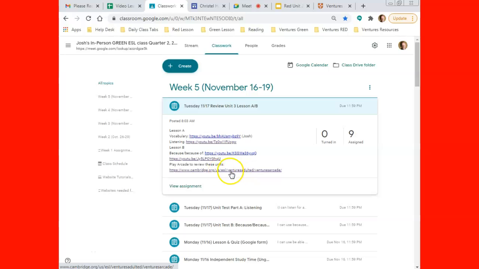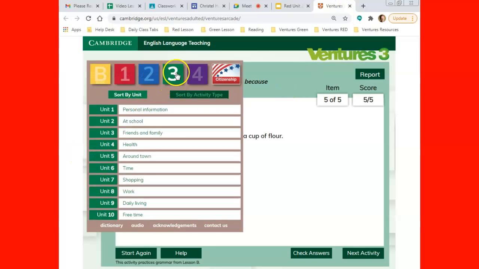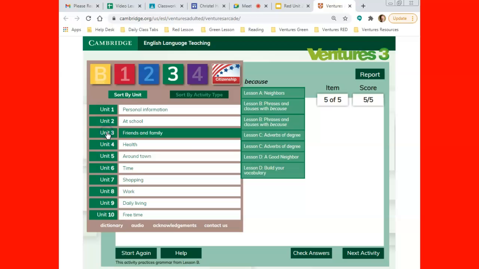I also put a link to the arcade. If you click on this, it's going to take you to the arcade, okay? Make sure you're in the Green 3 book. And we're in Unit 3. And then you can practice A and B to get ready for your quiz. Okay? All right, cool.